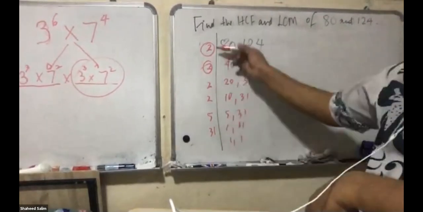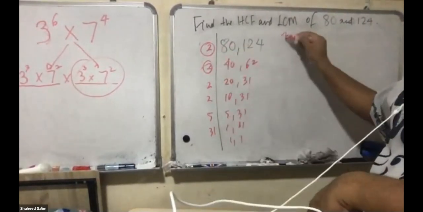So what is the highest common factor? Circle times circle. 2 times 2. Answer is 4.